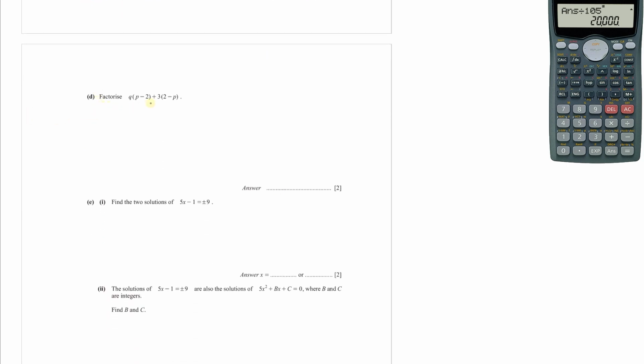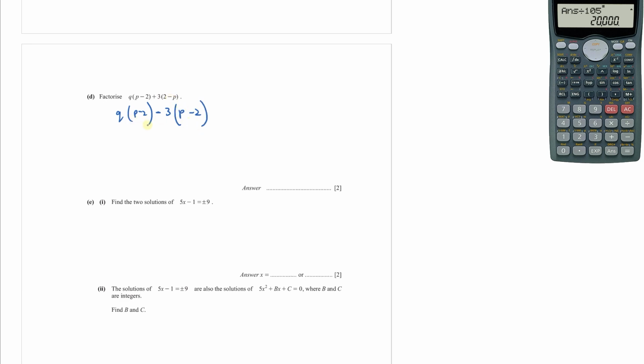Part D is factorize this expression. So I can factorize by taking this common p minus 2, but here this is 2 minus p. So if I need to convert this into p minus 2, I will take minus outside and the signs for these will be interchanged. So q into p minus 2, if I take minus outside, plus and minus become again minus in 3 into, so I'll change the signs inside. So plus 2 will become minus 2 and minus p will become positive p.